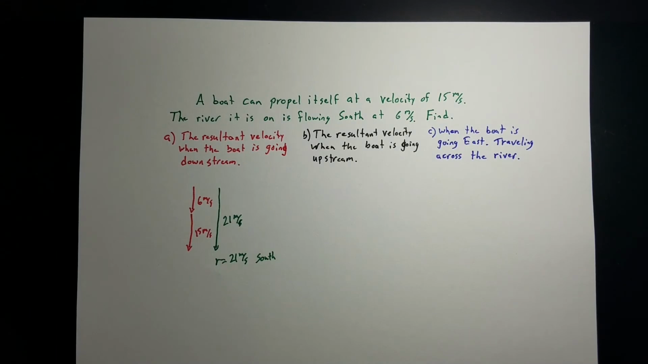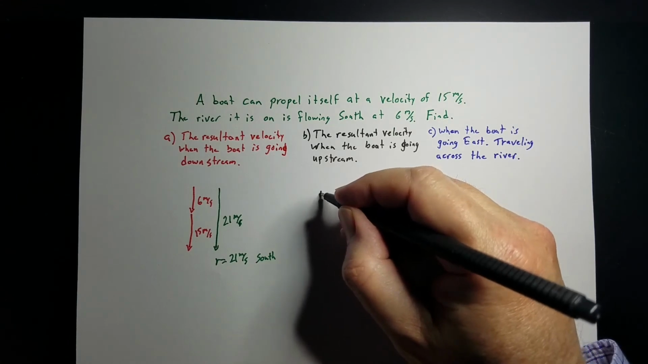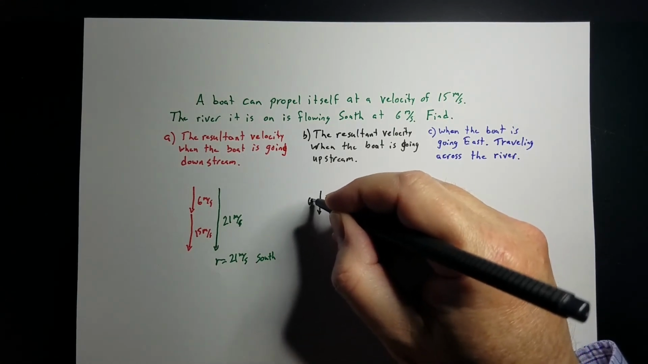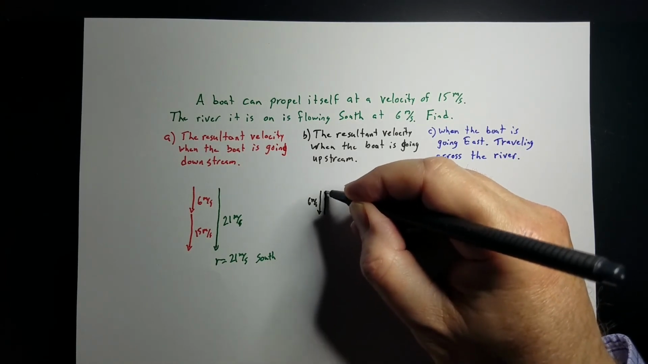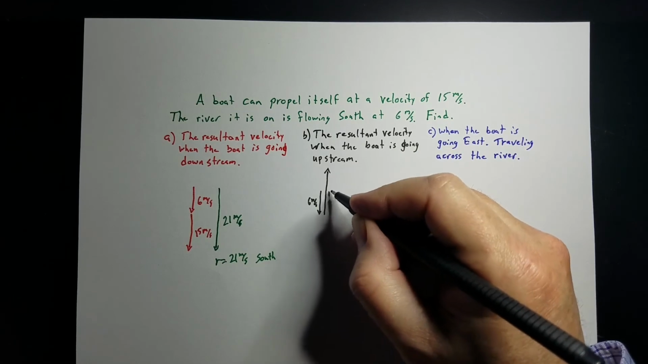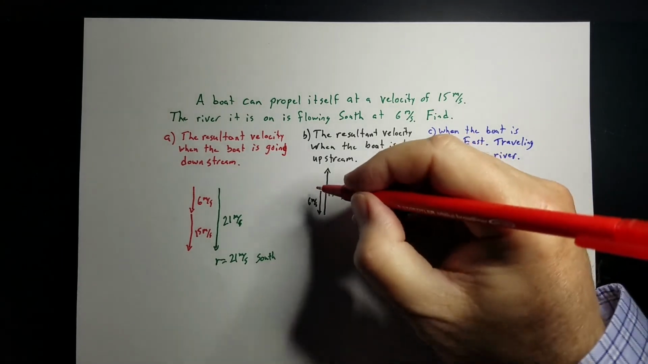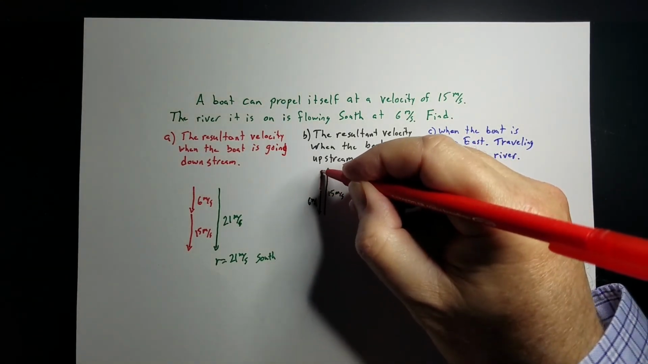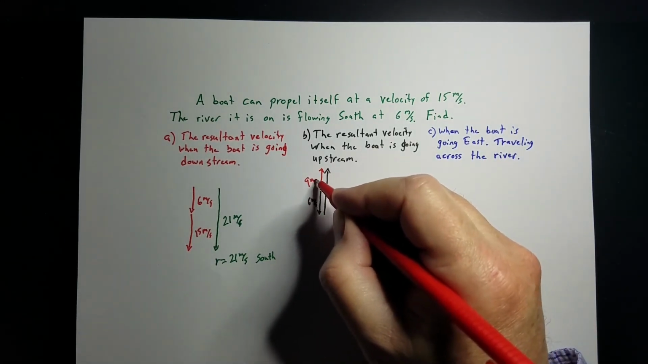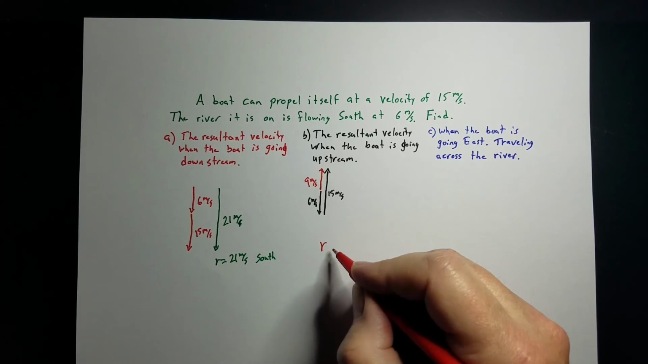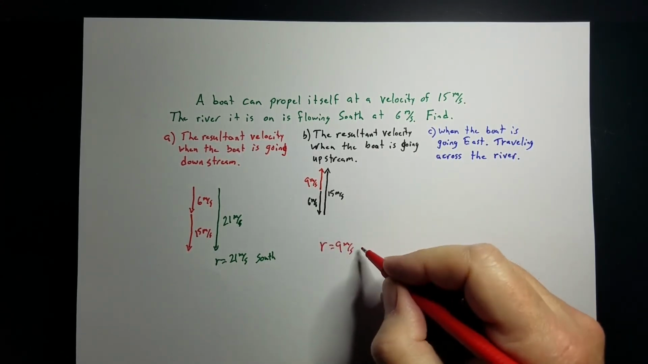Well, on part B, now it's asking if the boat's going upstream. Well, the river's still flowing south at 6 meters per second, but the boat will be traveling upstream, so that means north at 15 meters per second. So the resultant velocity will be from where you started to where you ended, so that's going to be 9 meters per second. So on this one, the resultant velocity would be 9 meters per second. And since we're going upstream, it'll be north.